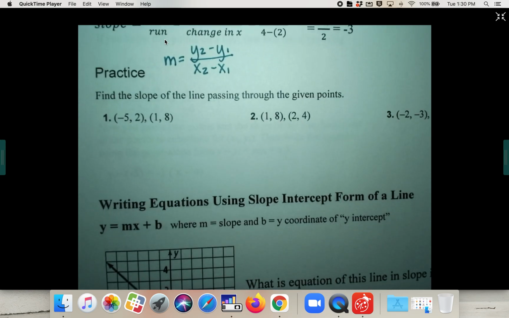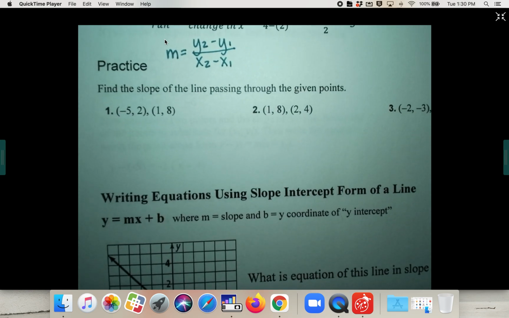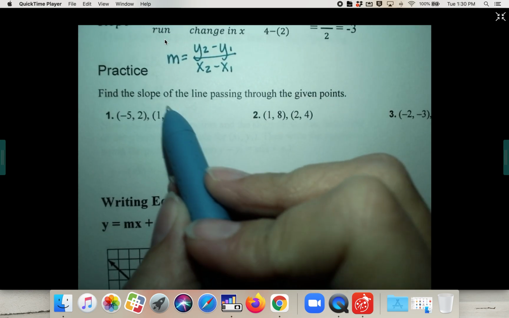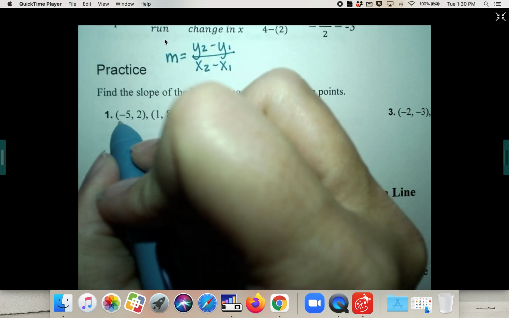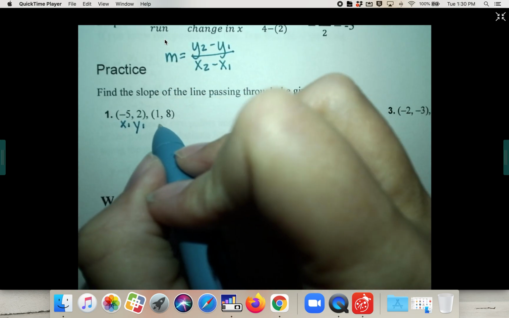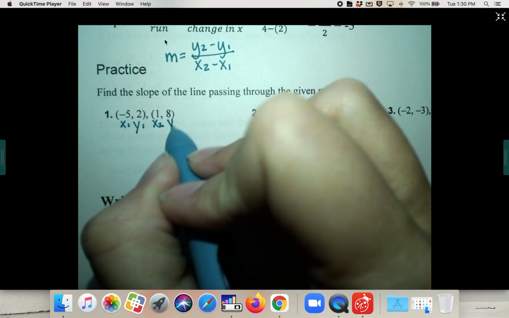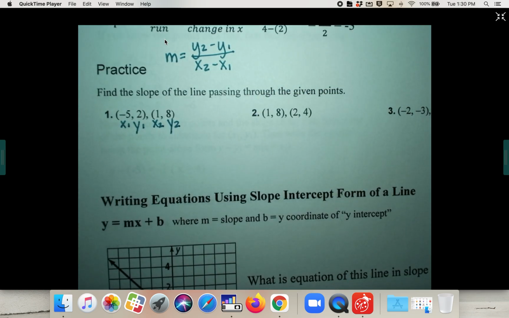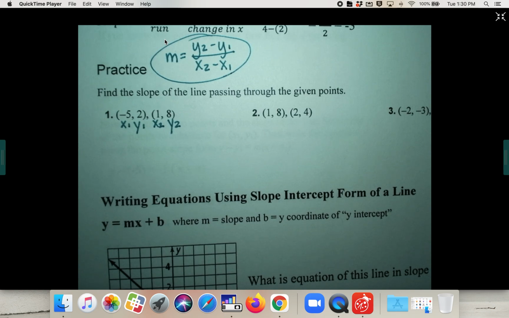So let's practice that a few times. Number 1, y2 minus y1. If it helps you to write them, I'll do this for the first one. This is my x1, y1. This is my x2, y2, in case you need a quick reminder. And we are using this slope formula, which I will also put on the board for a little while too.